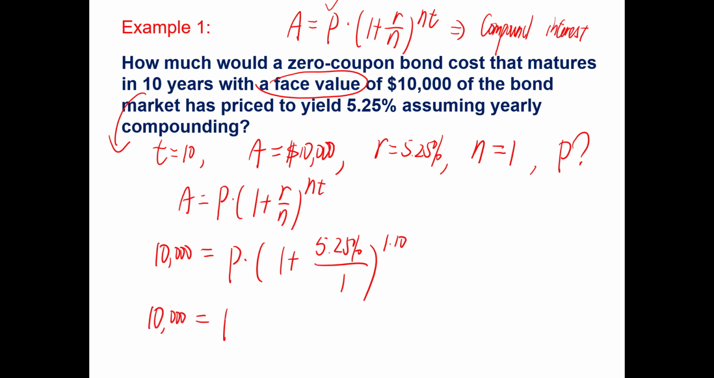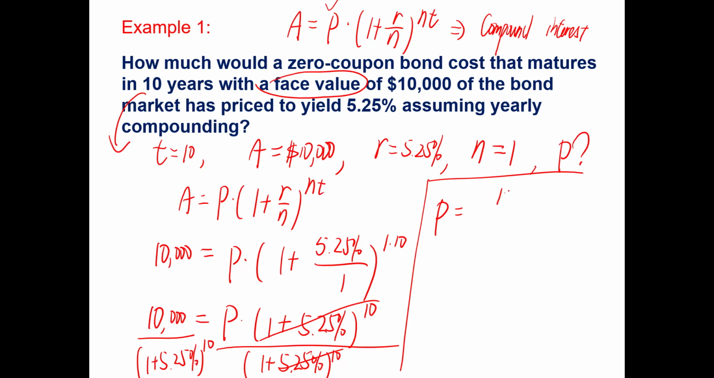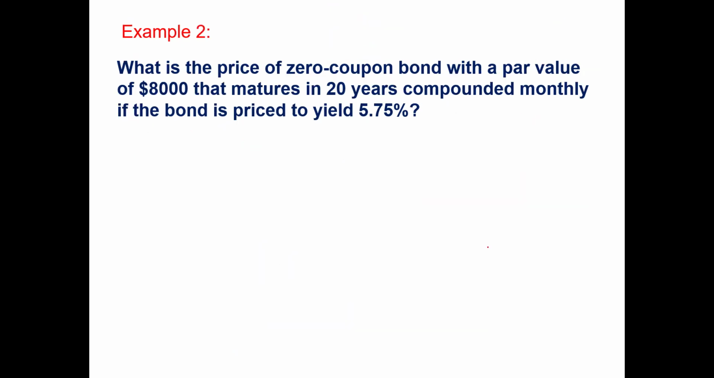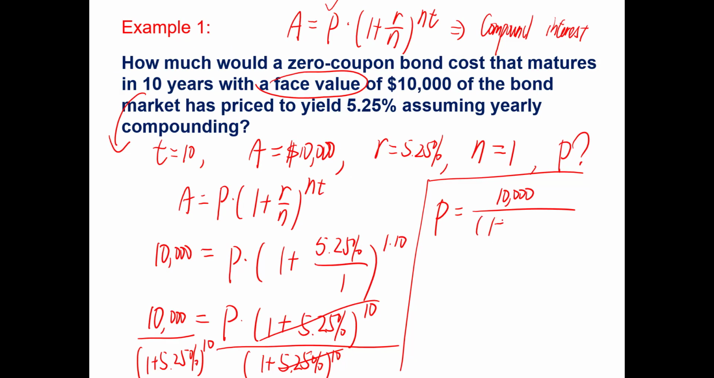10,000 equals present value times (1 plus 5.25% over 1) to the 10th. Right? So you divide both sides of the equation by (1 + 5.25%) to the 10th, and cancel that, and then the present value is by itself. So P by itself is equal to 10,000 over 1 plus 5.25% to the 10th power. And let's see what that is.